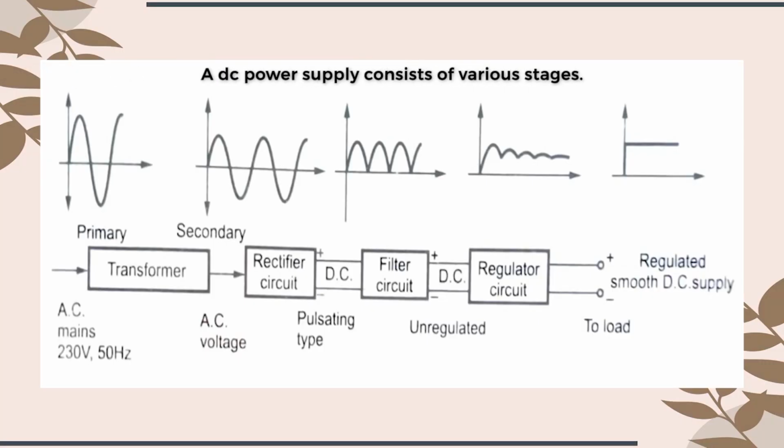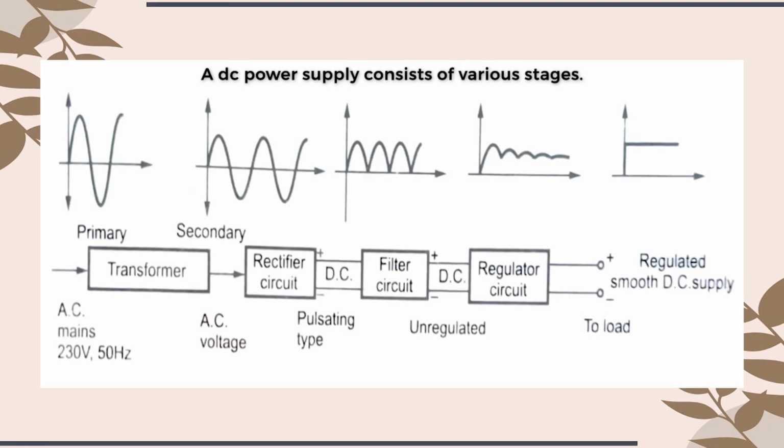So let's see this picture. A DC power supply consists of various stages. As we all know, the power generation is done in AC because in AC the voltage can be stepped up and stepped down very easily by a device called transformer. That is why in most of the cases the power generation is done in AC.